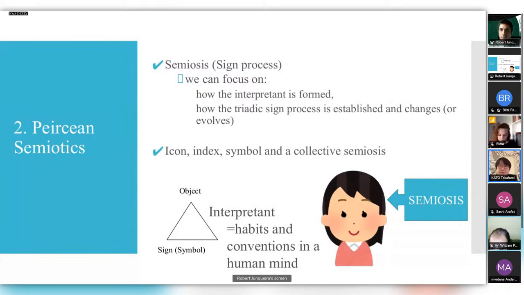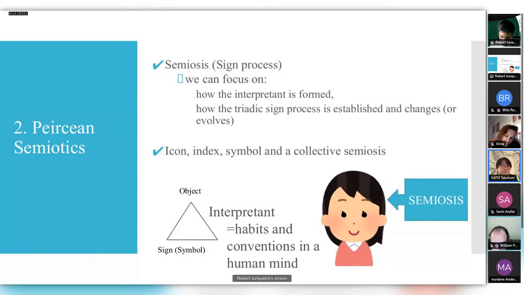Earlier, for the sake of explanation, the interpretant was set up as a human being. However, in fact, anything that mediates between sign and object can be seen as interpretant. As is well known, Peirce argues that there are three types of signs: icons, indexes, and symbols. And this classification is determined by the nature of the interpretant set between each sign and object.